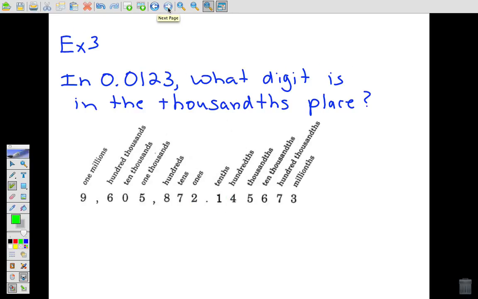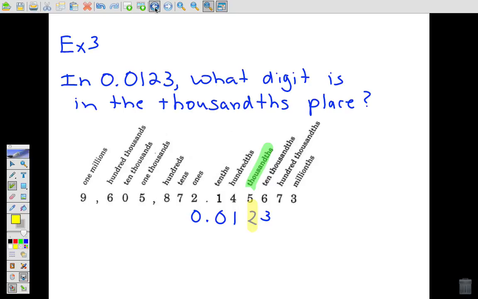Let's take a look at example 3, and I believe this is the last example. It says, in the number 0.0123, what digit is in the thousandths? Again, it ends in "ths," so it means it's to the right of the decimal point. It wants to know what digit is in the thousandths. I'm going to highlight the thousandths, and we notice that 2 is in the thousandths. So the answer is 2. 2 is in the thousandths place.